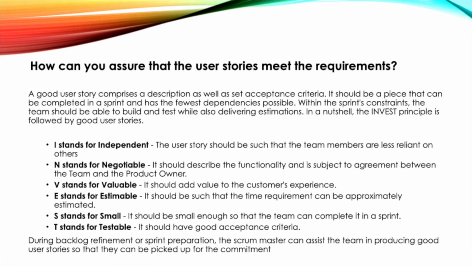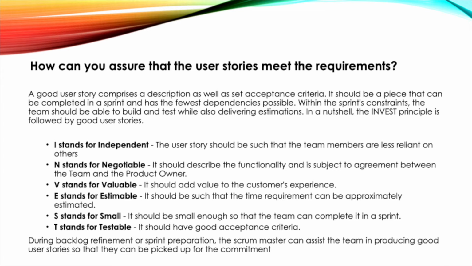How can you assure that the user stories meet the requirements? A good user story comprises a description as well as set acceptance criteria. It should be a piece that can be completed in a sprint and has the fewest dependencies possible. Within the sprint's constraints, the team should be able to build and test while also delivering estimations. In a nutshell, the INVEST principle is followed by good user stories.